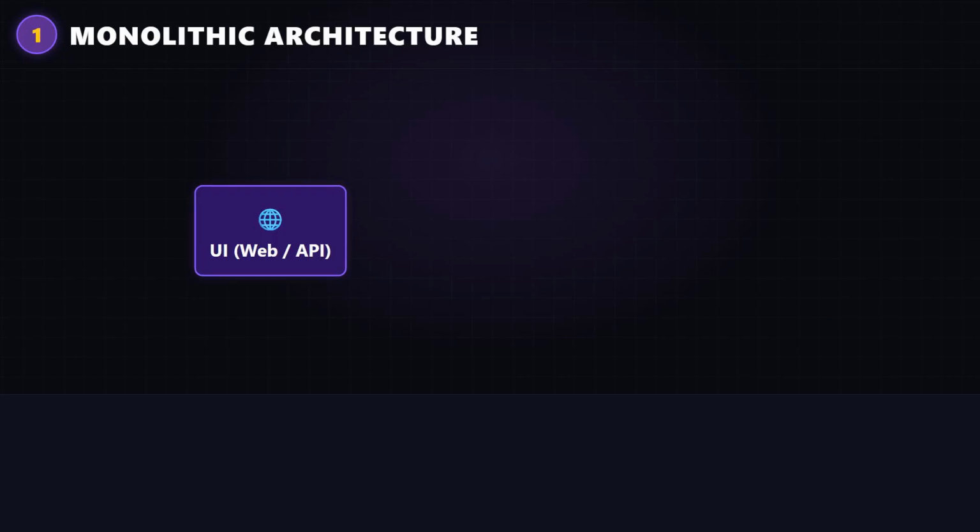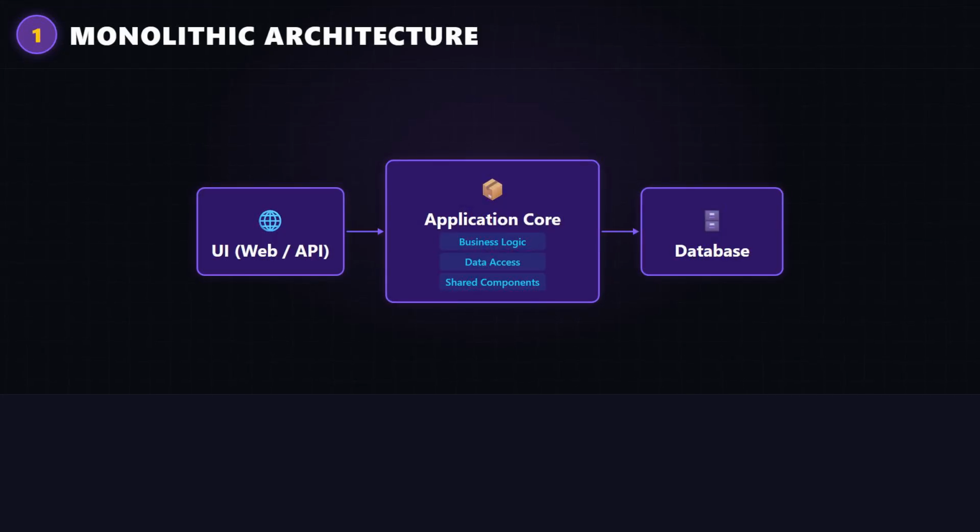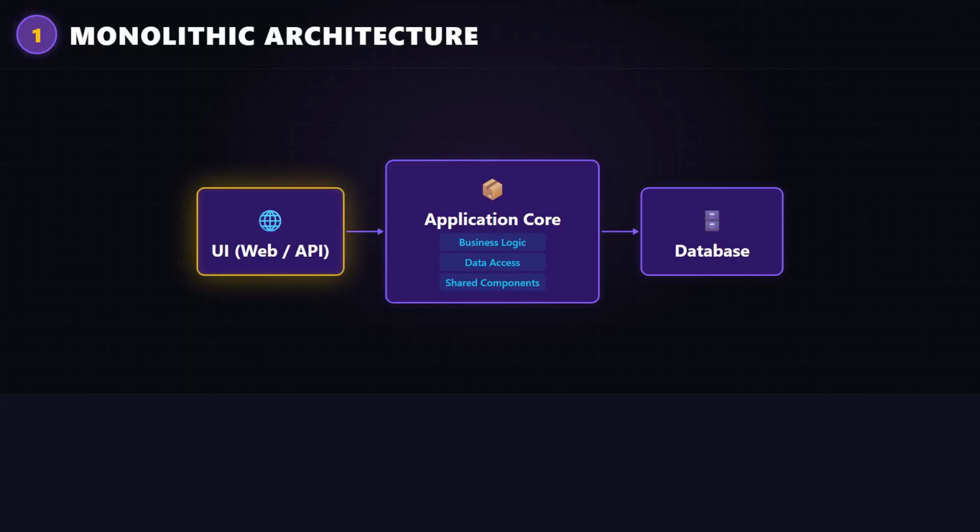So let's start with the simplest one, which is monolithic architecture. Think of it like a single big house where the kitchen, bedrooms and living room are all connected with no walls between them. Everything, your UI, your business logic, your database calls, lives in one single code base, and it all gets deployed together as one unit.